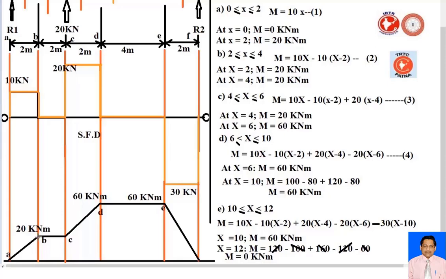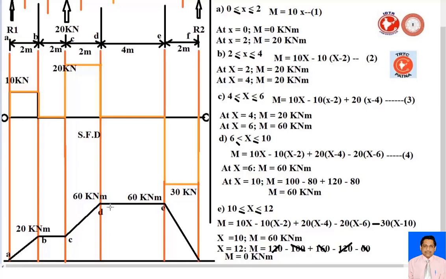That means the difference 20 minus 0 is 20 kilonewton meter. So what is the area of this? 10 multiplied by 2 is 20 kilonewton meter. This is the area. Second, from B to C the value is 0. Third, the difference from here to here, 20 minus 20 is 0.